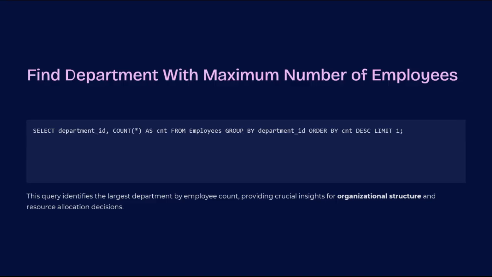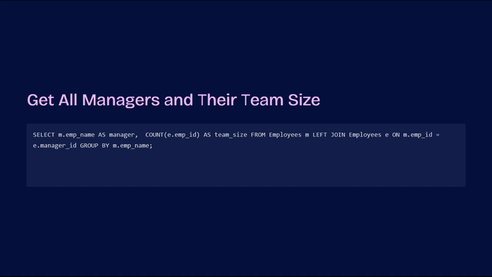Next is find department with maximum number of employees. So the query will be select department_ID, count(*) as CNT from employees group by department_ID order by CNT desc limit 1. This query identifies the largest department by employee count, providing crucial insights for organizational structure and resource allocation decisions.